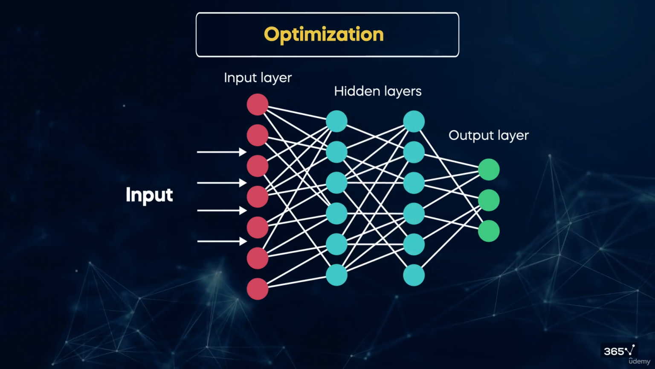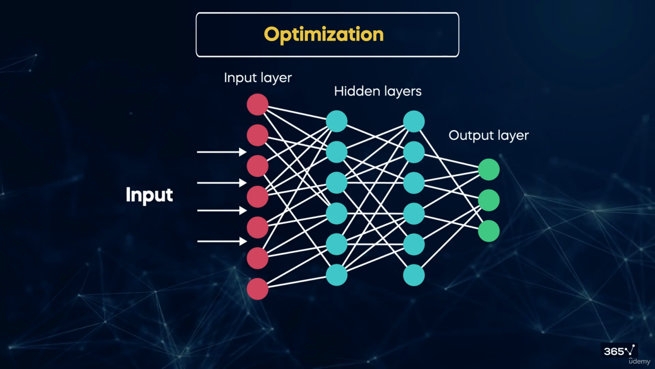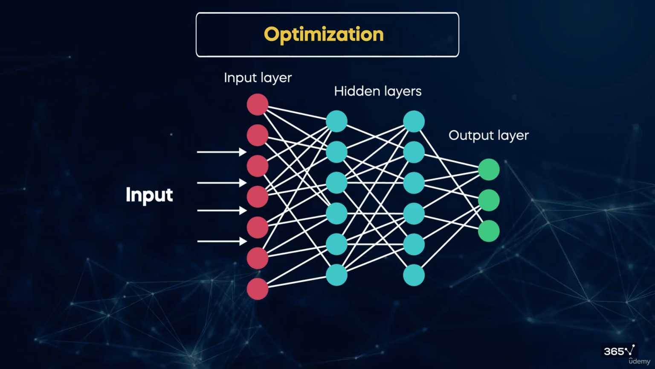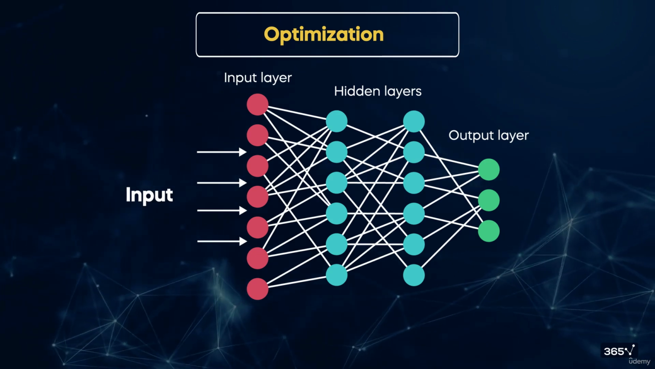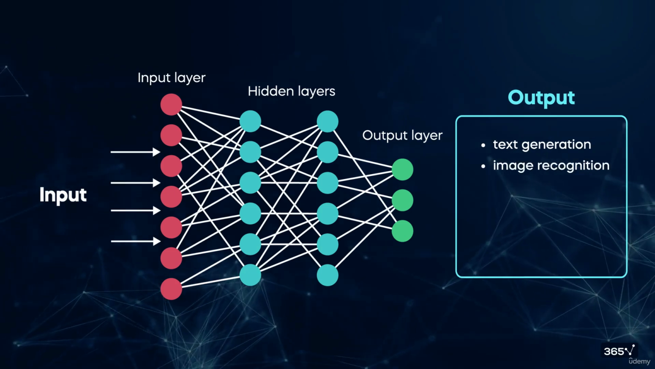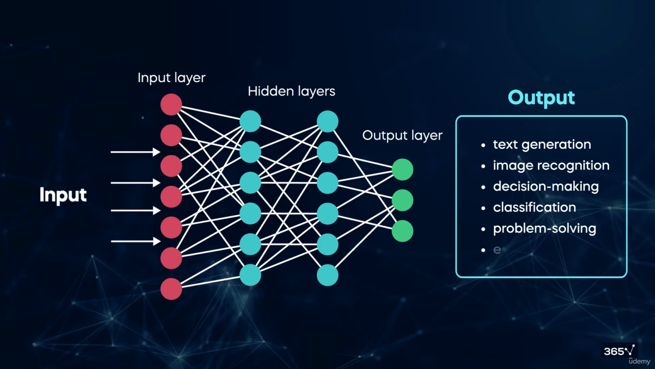Through iterative adjustments and learning from vast amounts of data, the neural network gradually fine-tunes its weights to make increasingly accurate predictions or classifications, ultimately producing an output that can include anything from text generation and image recognition to complex decision-making, classification, and problem-solving.